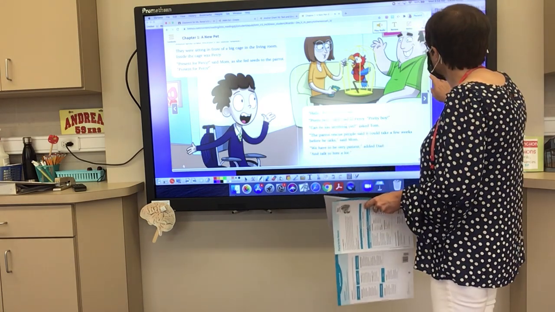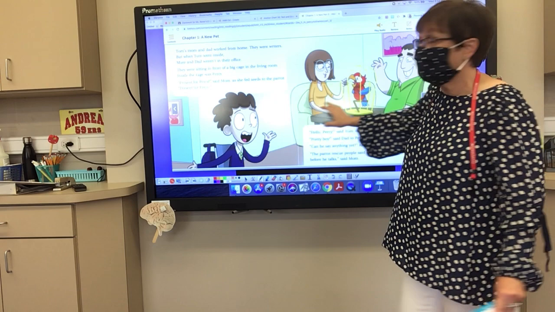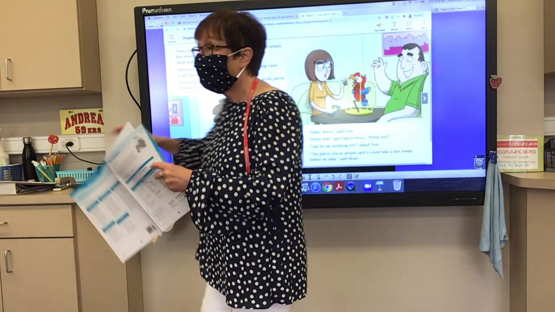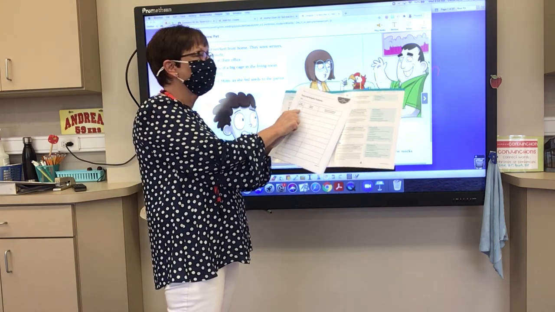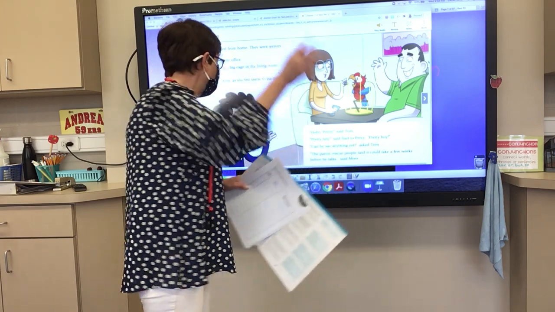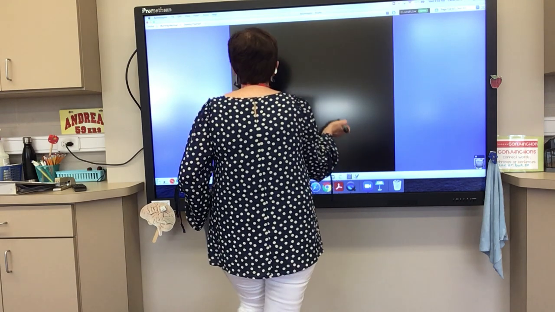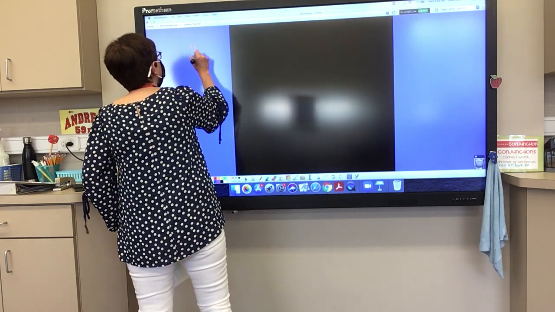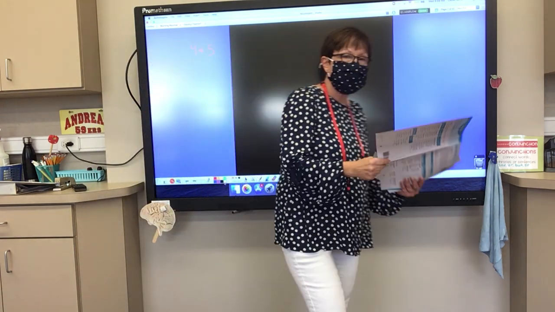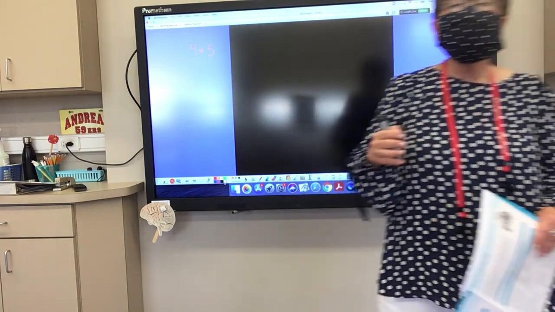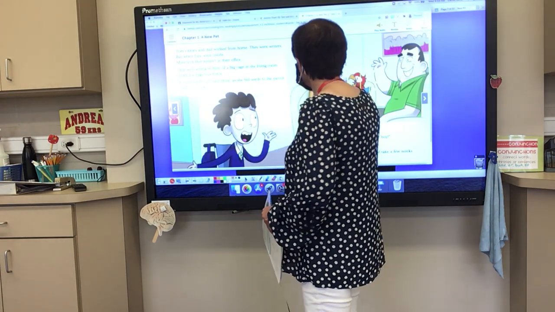Okay, so now what I want us to do is we have some graphic features on this page, on pages 4 and 5. So right here, where it says page number, I want you to write pages 4 and 5. We're going to write 4 and 5 in the little box. So on pages 4 and 5, we're looking at 4 and 5 here.